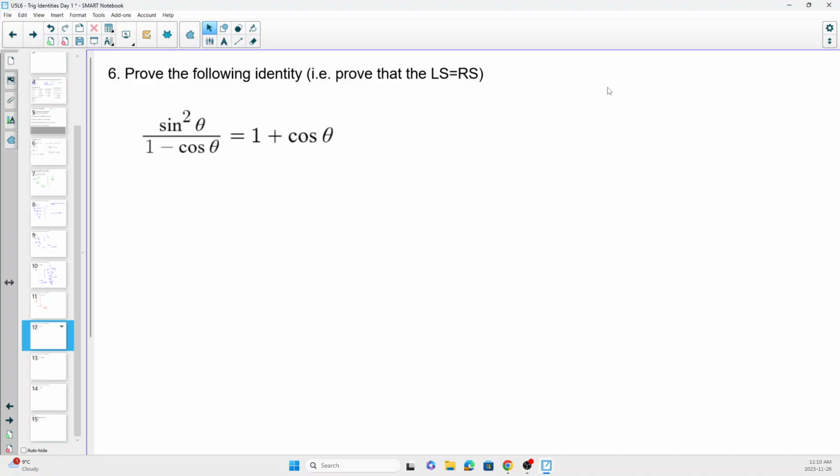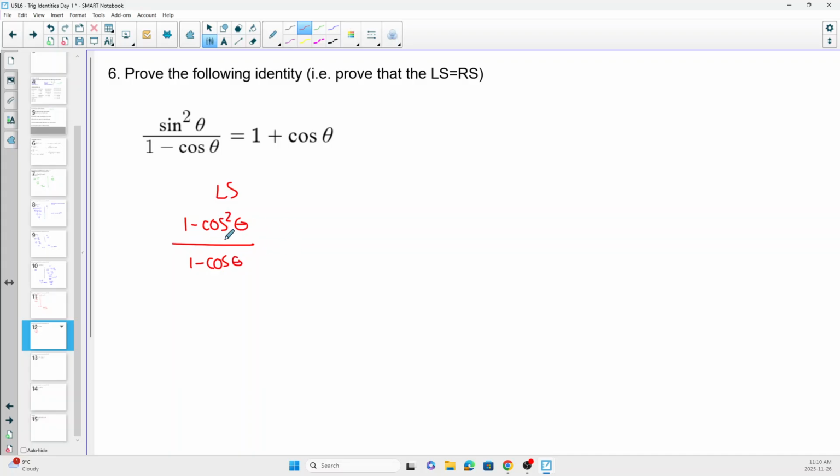I'm seeing sine squared theta, and as soon as I see that, I'm thinking the Pythagorean identity. I know that there's already lots of coses involved here. So let's convert this using our Pythagorean identity. We're going to take a look at what's on the left. We're going to replace the numerator with 1 minus cos squared theta, that is equal to sine squared theta, divided by 1 minus cos theta.